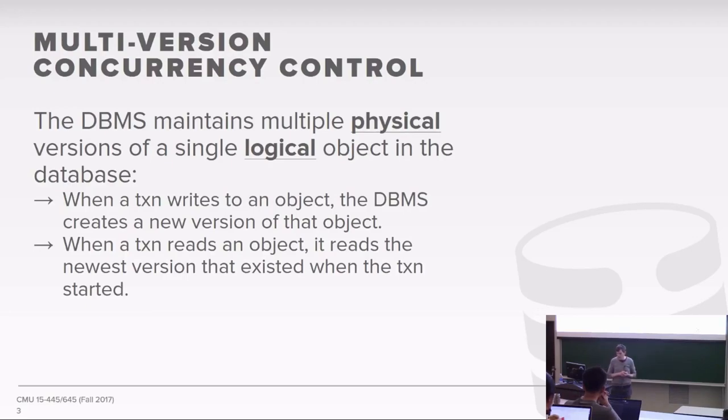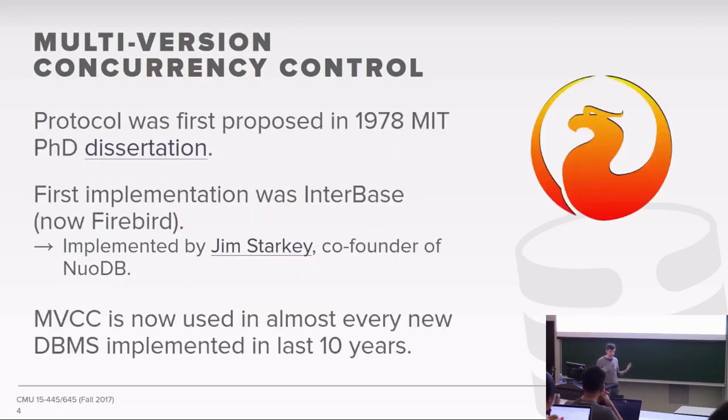This idea of MVCC, or multi-version concurrency control, like a lot of things in databases, is old. The first known implementation or discussion of the MVCC protocol comes from a 1978 PhD dissertation out of MIT. Then the first actual implementation in a real database management system was in the early 1980s in a system called Interbase, which was later renamed in open source as Firebird. There's another Interbase out there. I don't know whether it's the same one as the one from the 1980s, but I know the source code for this version of Interbase is now all in Firebird.